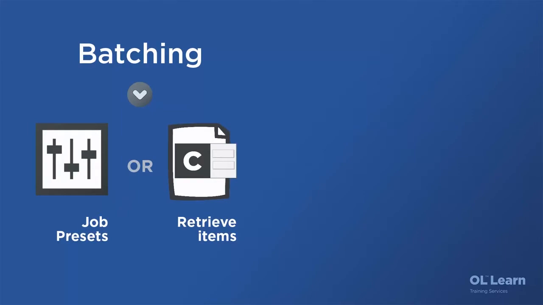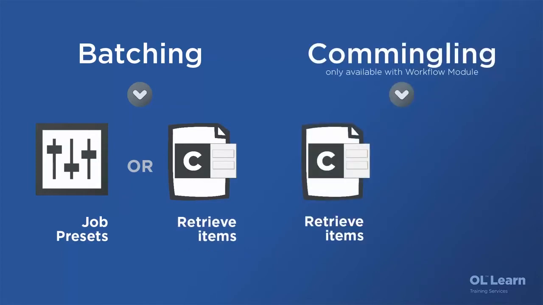The concept of batching is available in two different places. You can do it straight from the output module in the designer interface using the job presets, or you can do it using automation using the retrieve item task in the workflow module. Commingling, on the other hand, is only available during automation using the retrieve item task.